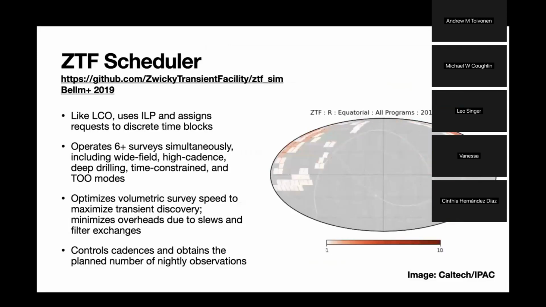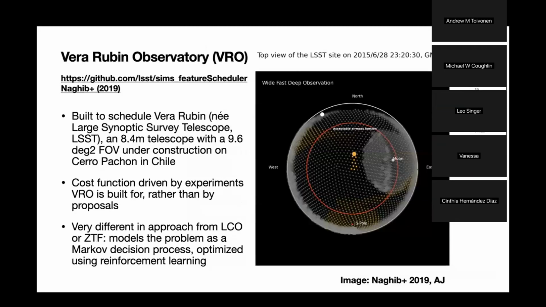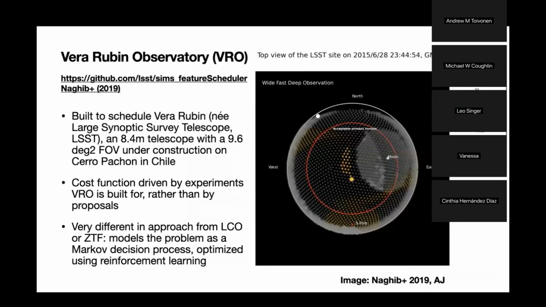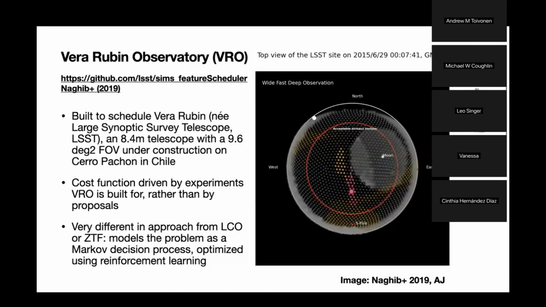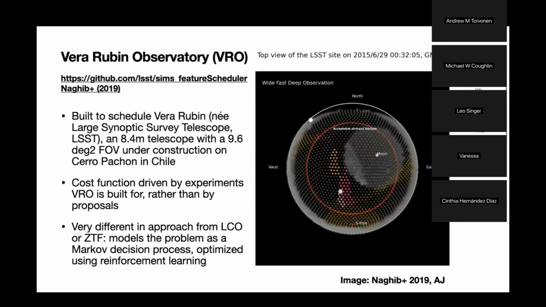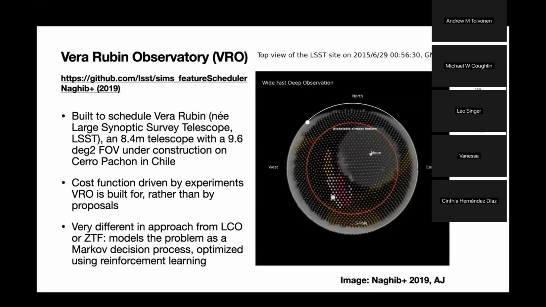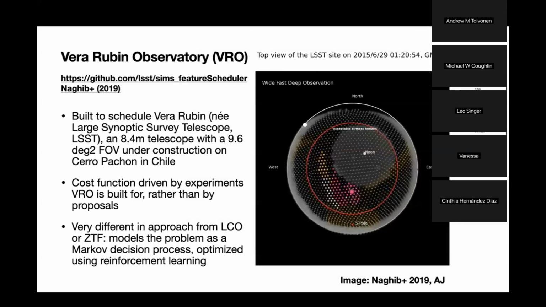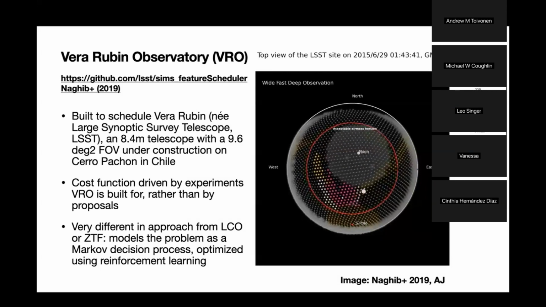And the ZTF scheduler also uses integer linear programming. The Vera Rubin Observatory does not use integer linear programming. It uses this framework called Markov decision processes.